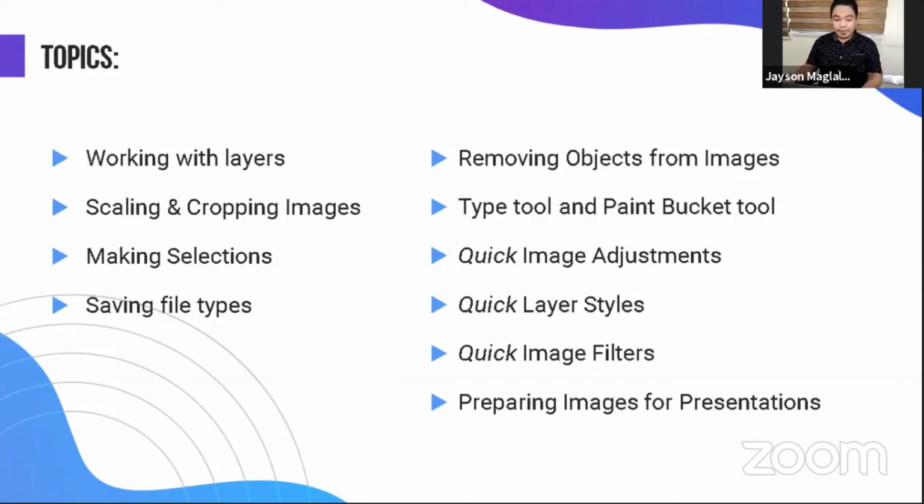And also, we'll be exploring how to remove objects from images, because sometimes there are images that have unwanted objects inside, so we can just modify or remove them. Basically, we can explore it later on. We'll be discussing quickly about type tool and paint bucket tool to have some text and even basic colors to our artwork. And we'll be exploring at least a quick overview about image adjustments, layer styles, and image filters.